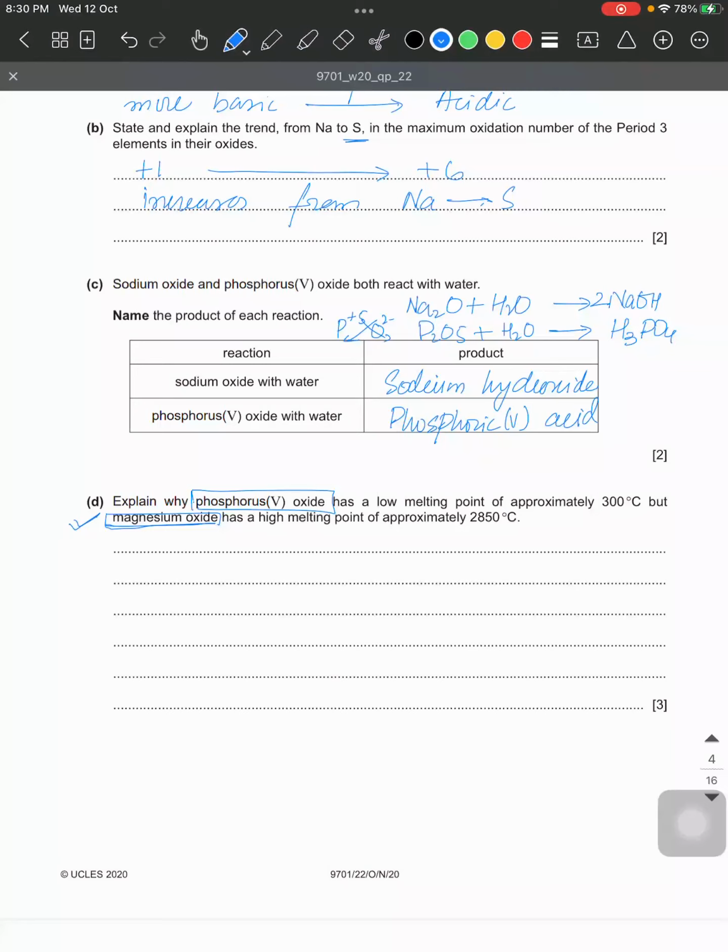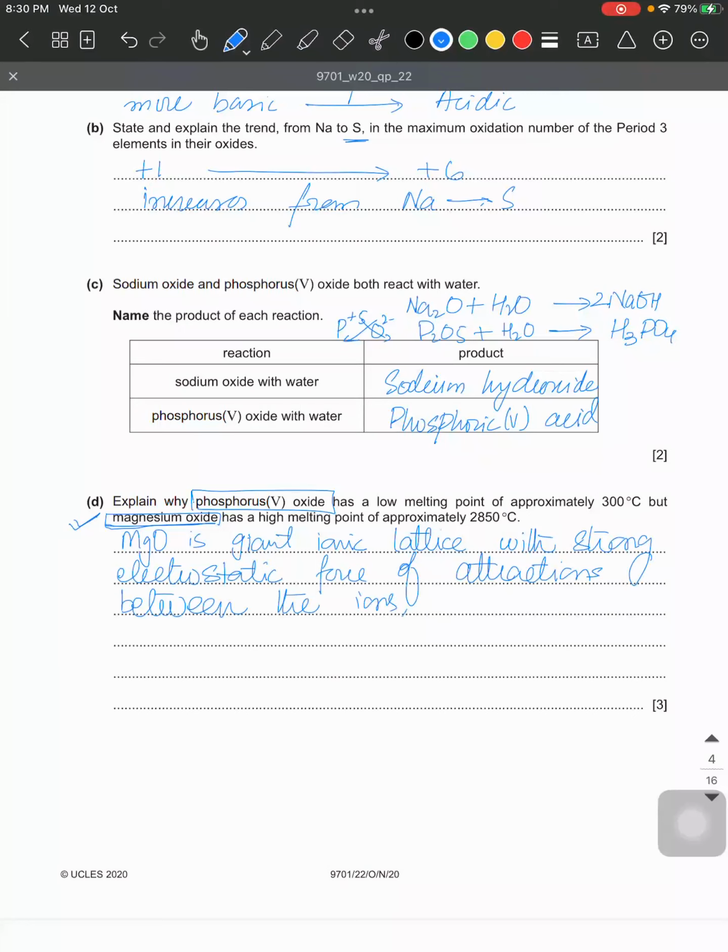So we can frame this answer in this way: magnesium oxide is a giant ionic lattice with strong electrostatic force of attraction. You need to remember this force of attraction is between the ions. Strong force of attraction between the ions. In an ionic compound, the force of attraction is between the ions.